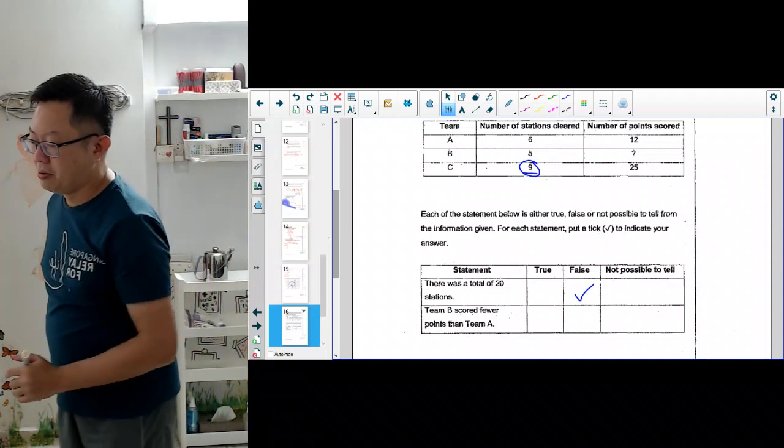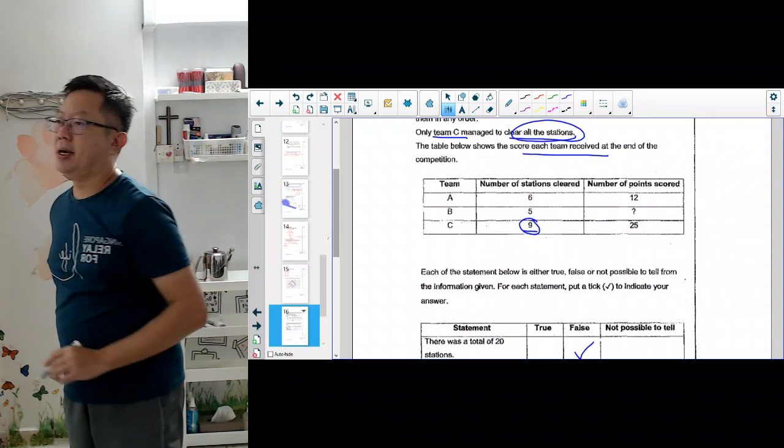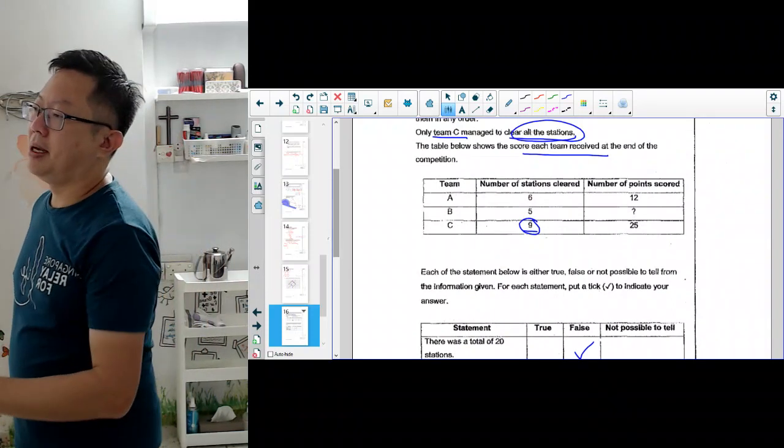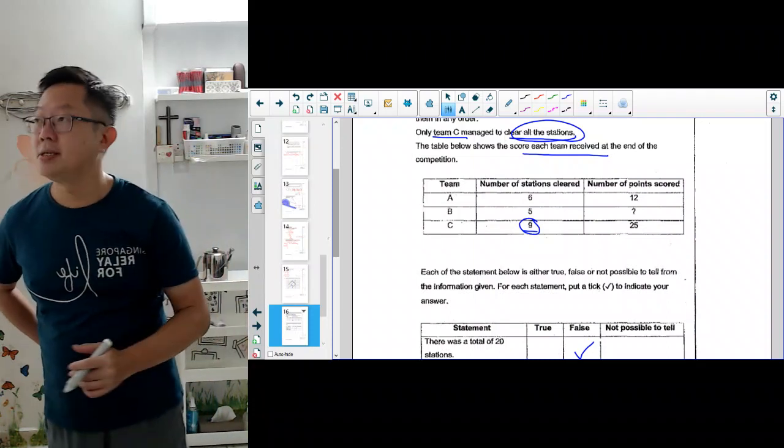Team B scored fewer points than Team A. Okay, let's look at Team B and Team A. So how do you know which team scored more or less?